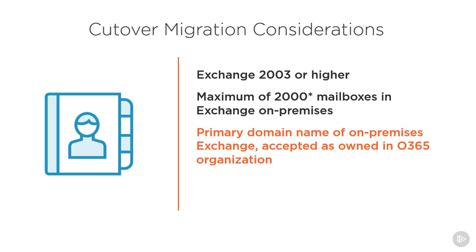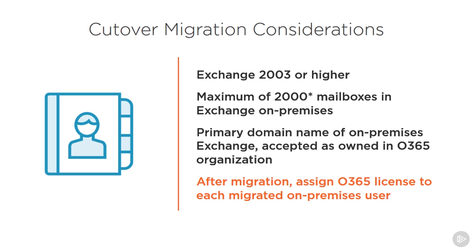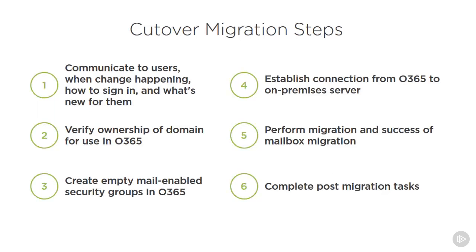The primary domain name of your on-prem Exchange has to be accepted by the Office 365 organization. You can set up a second domain name in Office 365 as long as you own that domain. Then after the migration, you're going to again assign Office 365 licenses to each on-prem migrated user. So those are considerations for a cutover migration. And we have 6 steps to perform this cutover migration.